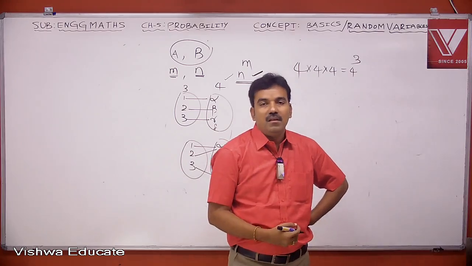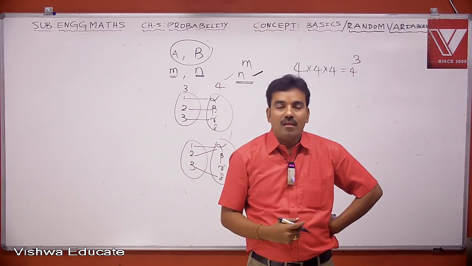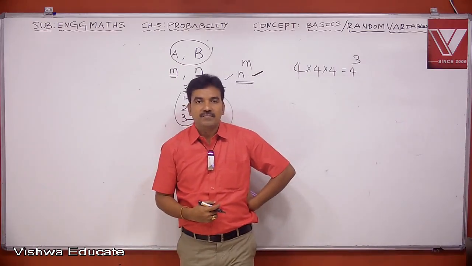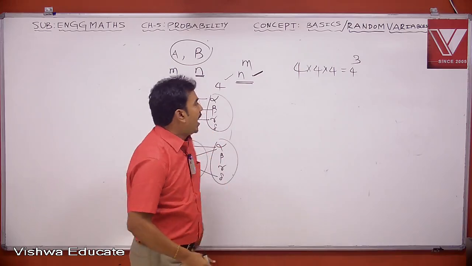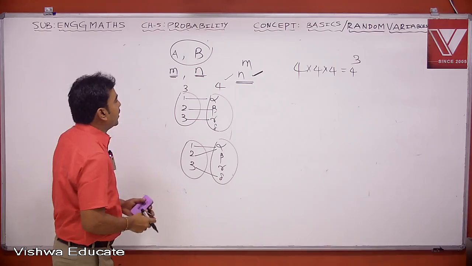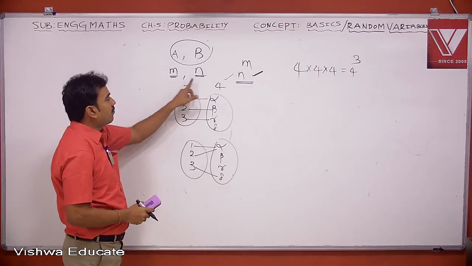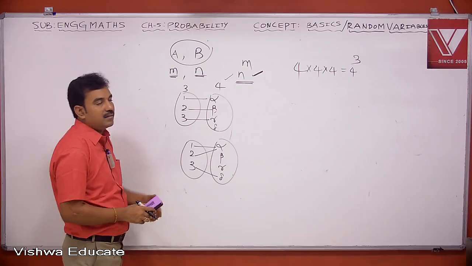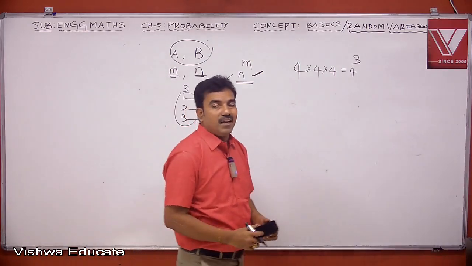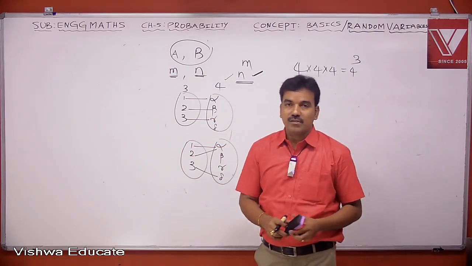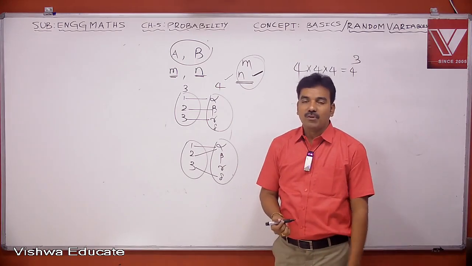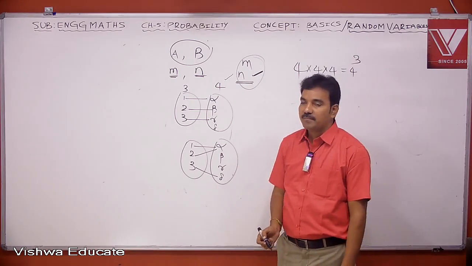Note: if A, B are 2 sets having m, n elements respectively, then the total number of possible functions from A to B is n power m.